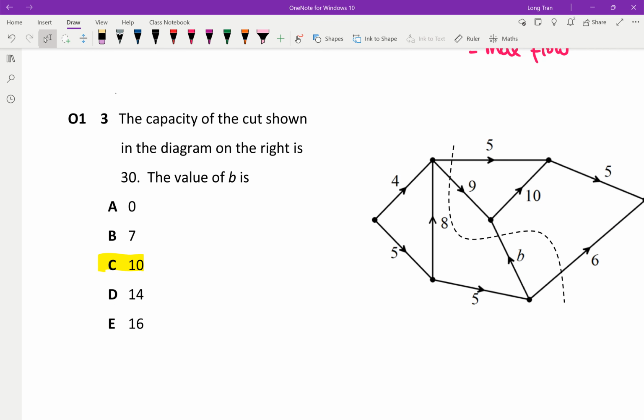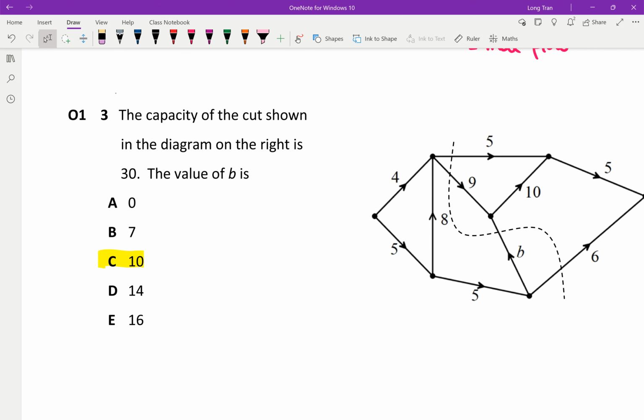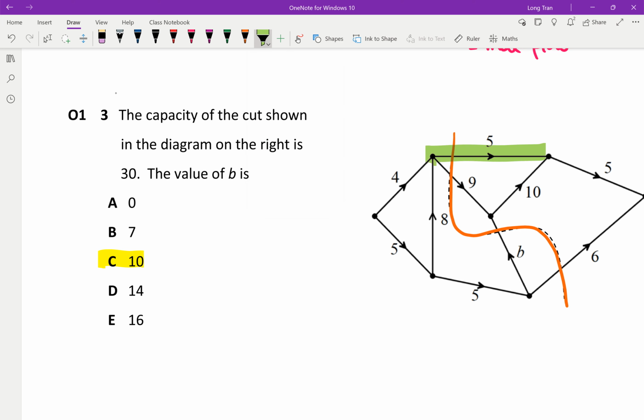The capacity of the cut shown in the diagram on the right is 30. All right, so this is our cut. The edges that we are interested in are this edge, that edge. What else does it cut through? It cuts that edge and it cuts that edge.